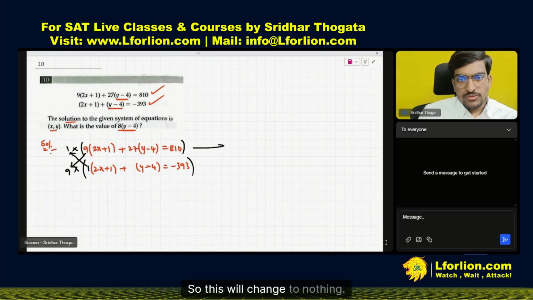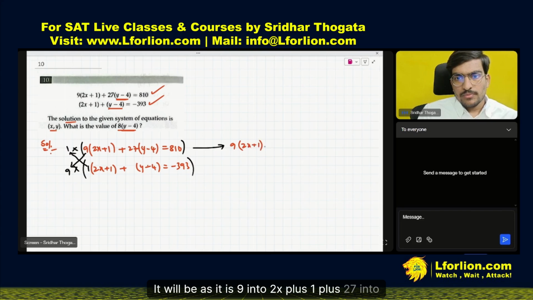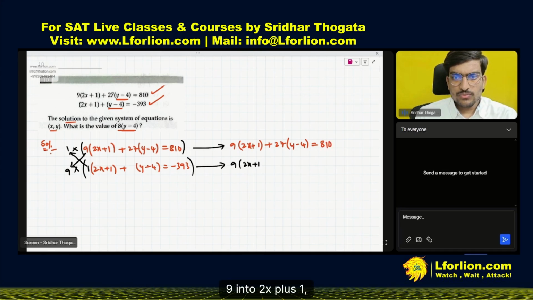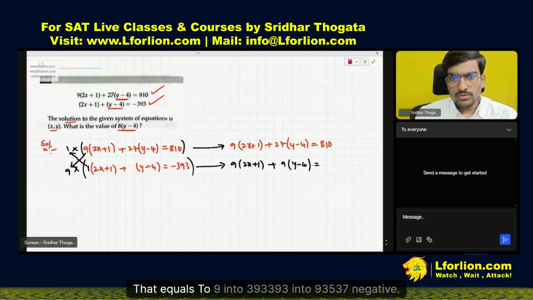The first equation is multiplied by 1, so it will be as it is: 9 into 2x plus 1 plus 27 into y minus 4 equals 810. When we multiply the second equation with 9, we get 9 into 2x plus 1 plus 9 into y minus 4 equals 9 into 393, that is 393 into 9.